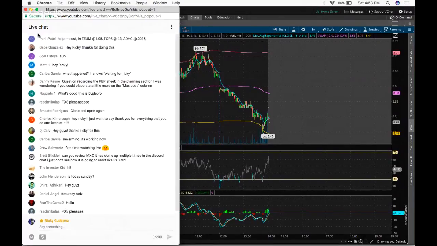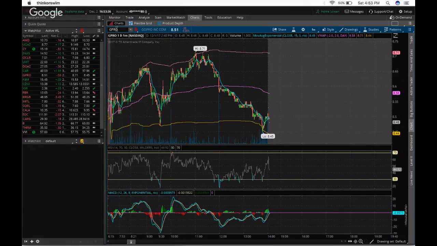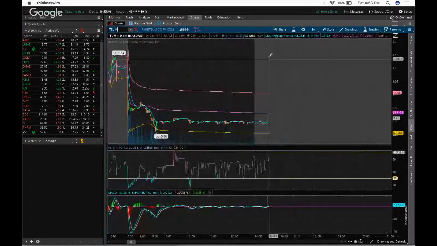PXS. So I'm just going to do the first one because they've been asking me right here for TEUM. So we've broken this one down before. So this is the 1 day, 1 minute chart.